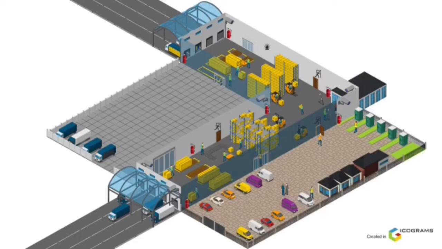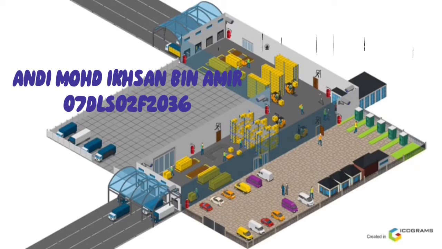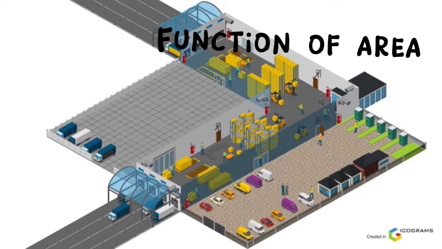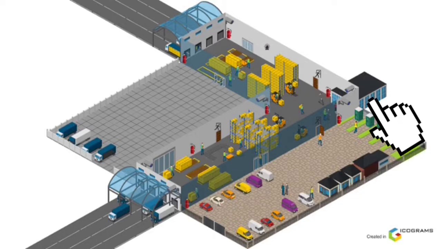My name is Andi Muhammad Iksan bin Amir. I will explain about function of area. Office and meeting area allows manager to meet with potential talent at no additional cost to maintain dedicated office space in separate building. Warehouse offices are also used to keep record of periodic or surprise inspection on inventory. To ensure adequate stocks, follow the prescribed requirement limits.